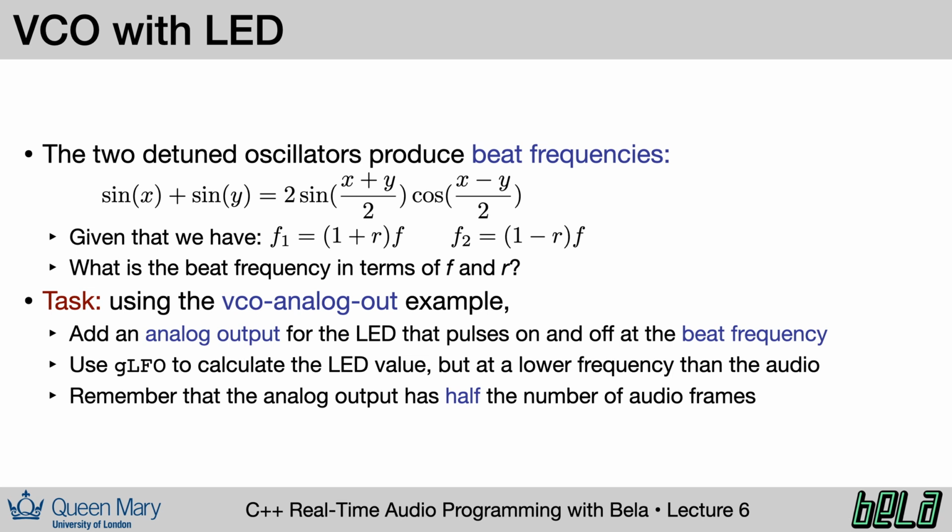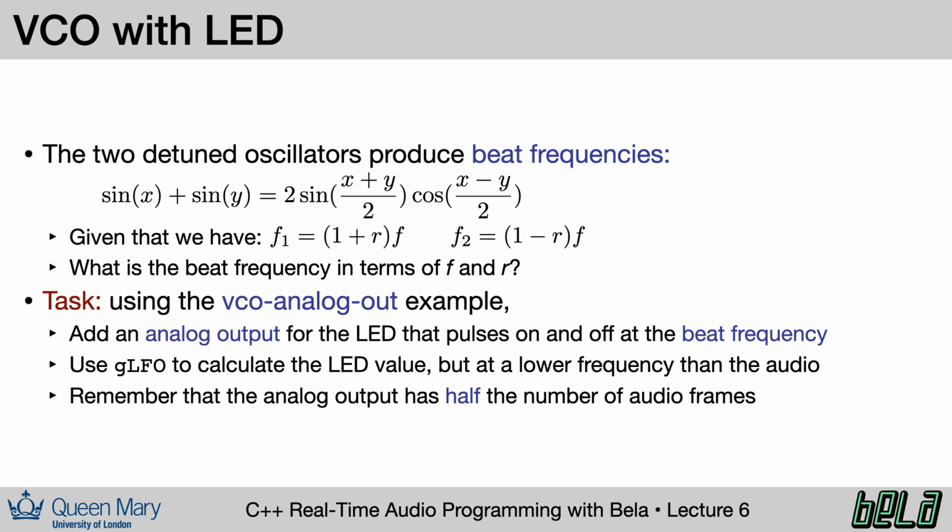This brings us to our final task. We saw a couple lectures ago that detuned oscillators produce beat frequencies between them according to their sum and difference frequencies. These detuned oscillators are already implemented in the example, but what I'd like to do is have the LED fade on and off according to the beat frequency. So in this task, use the example called VCO analog out.